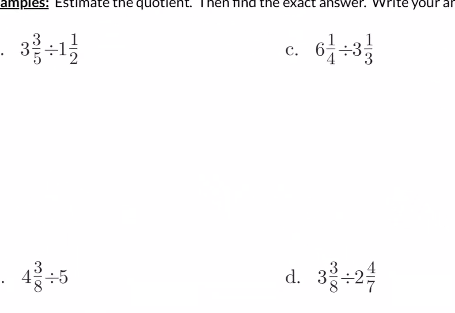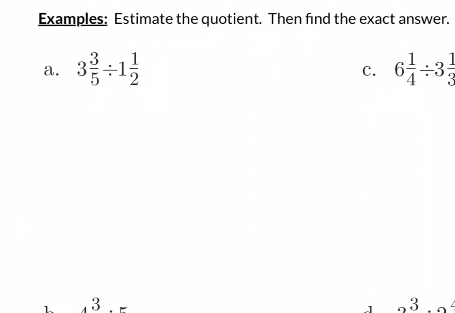All right, so let's start with example A. We'll start with our estimate. 3/5 is bigger than 1/2, so we're going to round up to 4. Remember, all these problems are division now. 1 and 1/2. 1/2 is 1/2 or more, so we're also going to round that up. That's going to become a 2. We get 4 divided by 2 is 2.